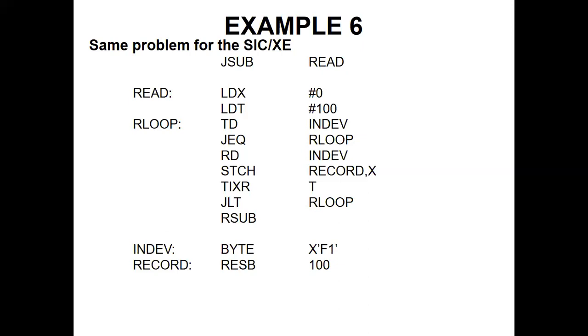So this time you say TIXR. TIXR means increment register X and compare register X with register T. So if it is less, then you go back and read the next character. And then you just here have to initialize the input device. And of course, you reserve storage for the record, which is 100 bytes.